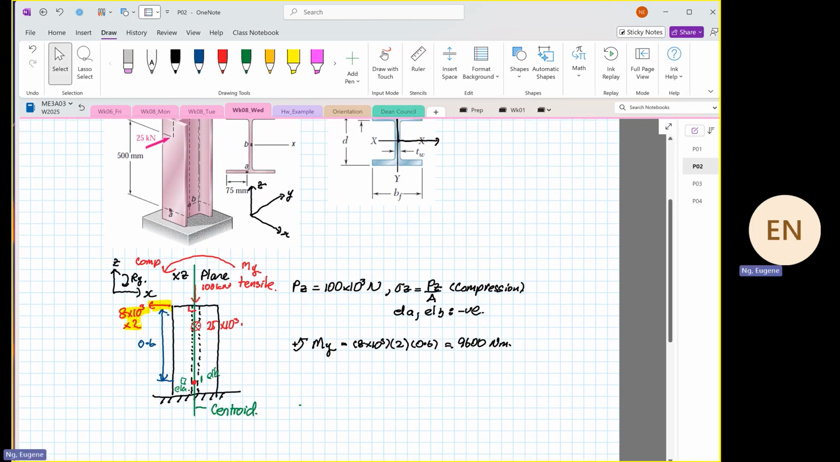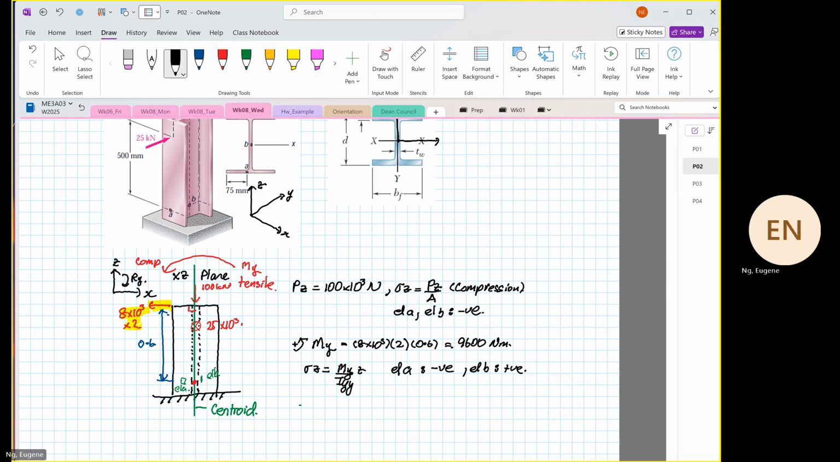And then when we apply the formula where we have stress in the z direction, which is equal to My over Iyy multiplied by z, we are aware that element A is in compression, negative. And element B is in what? Tensile. That's due to the moment. Anything else to analyze? And the answer is no, nothing else to analyze.